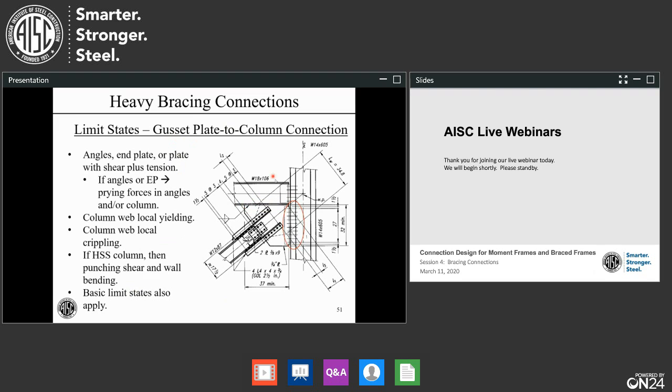Now, let's go to the gusset plate to column connection over here. Now, this could be an end plate, double angles like you see here, or it can be a plate that looks kind of like a shear tab. It's just a plate there. If we have angles or an end plate, we have prying forces due to the bending of the angle or end plate or the column. We have column web local yielding in this region, column web local crippling in this region if the brace force is in compression. Again, if this is an HSS column, we have punching shear and wall bending.